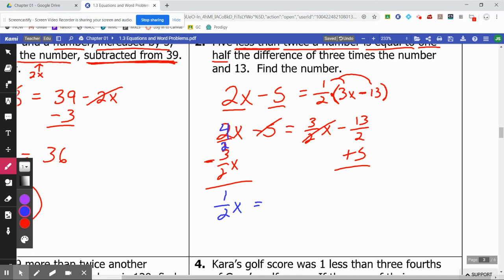On the right side, I also need a common denominator. I have 5 over 1. I'm going to multiply top and bottom by 2, gives me a 10 over 2. Negative 13 over 2 plus 10 over 2 would be negative 3 over 2.